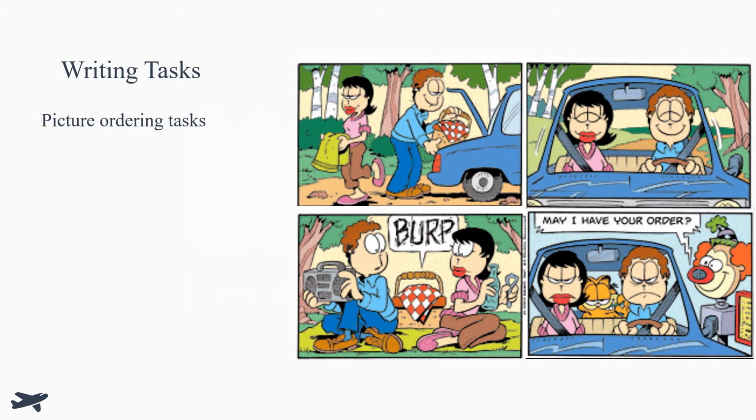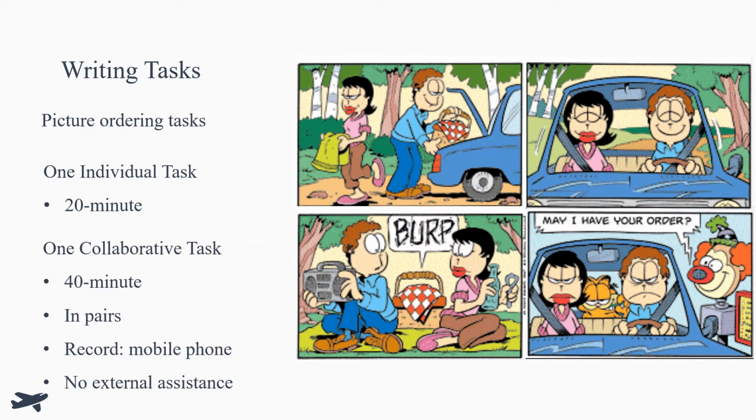The researcher has prepared 4 picture ordering tasks using Garfield cartoons to investigate the effects of collaborative writing. There were 2 individual tasks and 2 collaborative tasks. Each participant needed to complete 2 of the 4 tasks: a 20-minute individual writing task and a 40-minute collaborative writing task with a partner. In collaborative writing, the participants needed to record their oral discussions using a mobile phone, and no external assistance was allowed.